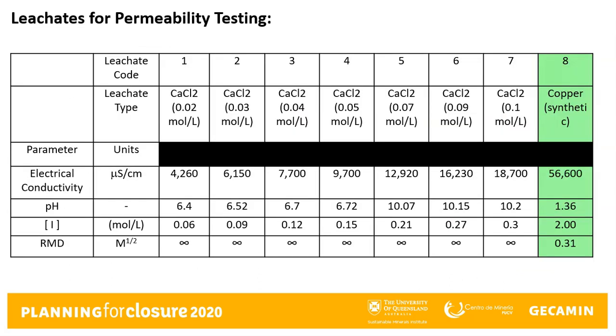The table on this slide shows the chemical composition of the leachates used for permeability testing. 7 different calcium chloride concentrations were used to test the chemical resistance of the GCL samples. And finally, a synthetic copper leachate, shown in green, was developed to simulate exposure of the GCL under a heap leach pad.